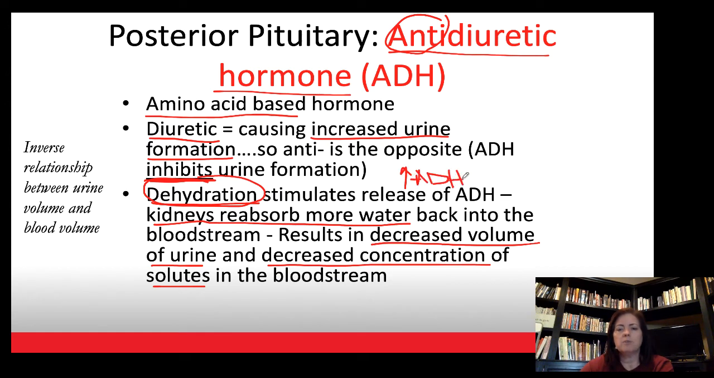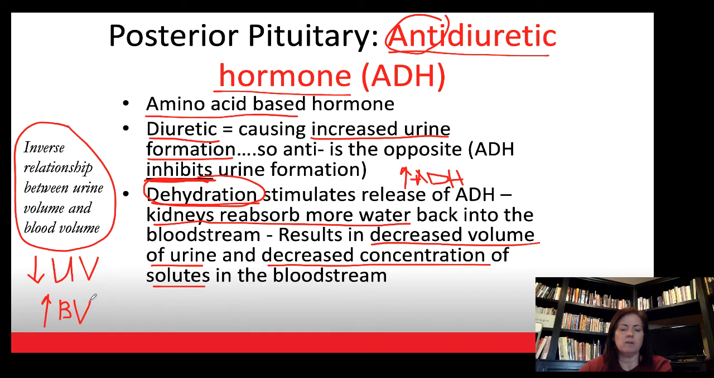Okay, this brings me to my next point. Look what we have here. We have an inverse relationship between urine volume and blood volume, right? So if we decrease urine volume, we are going to reabsorb more water, and that makes our blood volume increase. So we're going to ultimately end up having increased blood volume.